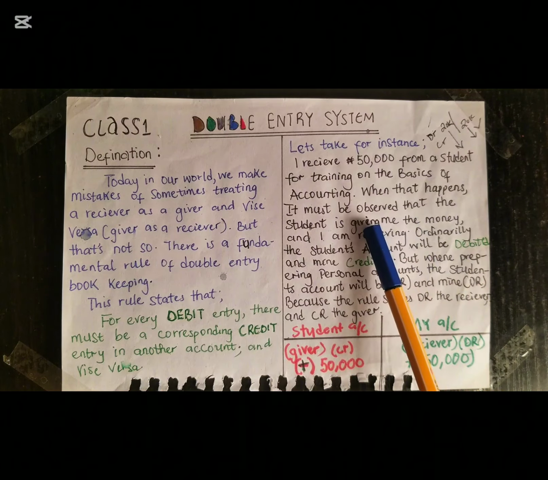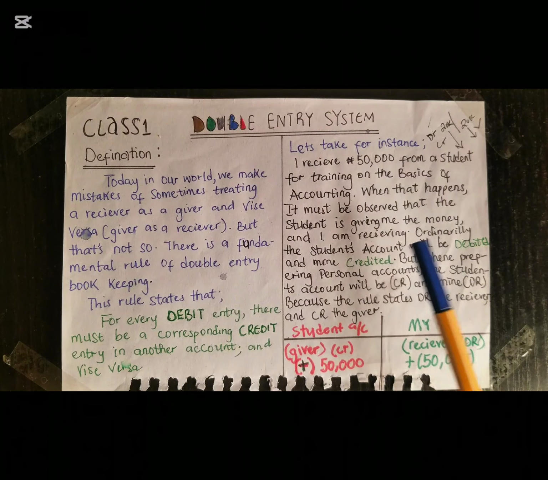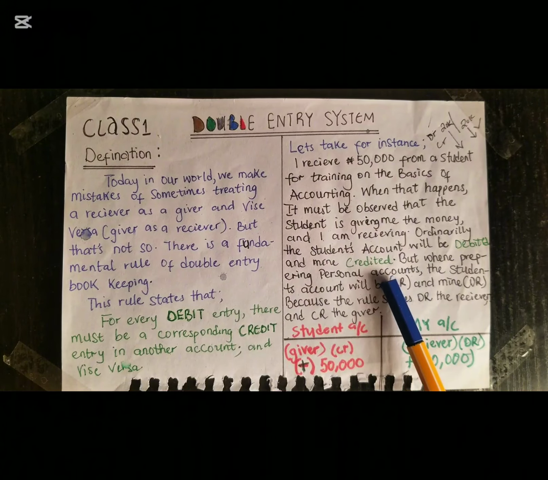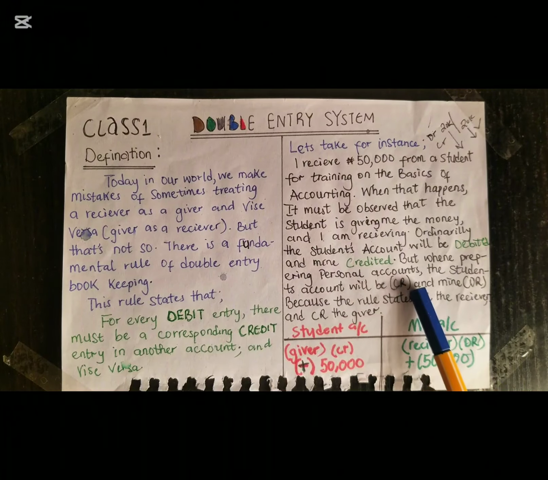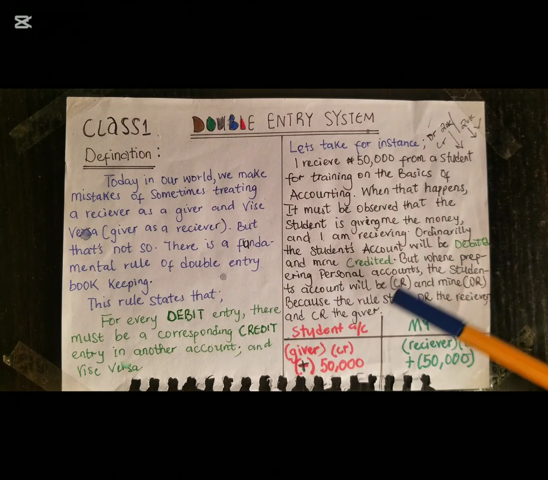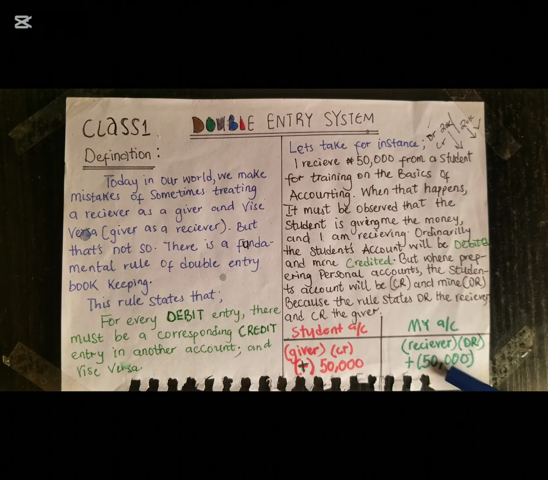So it must be observed that the student is giving me the money and I'm receiving. Ordinarily, the student's account would be debited and mine credited. But when preparing personal accounts, the student's account will be credited and mine debited. I already explained this. Because the rule states that you debit the receiver and you credit the giver. So the student's account will be credited and my account will be debited.